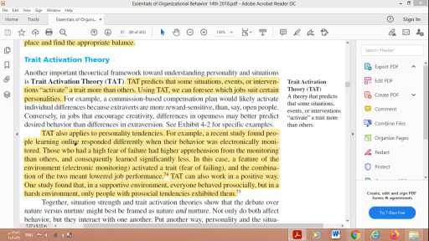The trait activation theory also applies to personality tendencies. For example, a recent study found people learning online responded differently when their behavior was electronically monitored. Those who had a high fear of failure had higher apprehension from the monitoring than others and consequently learned significantly less. In this case, a feature of the environment, which is electronic monitoring, activates the trait, which is fear of failing, and the combination of the two meant lowered job performance.